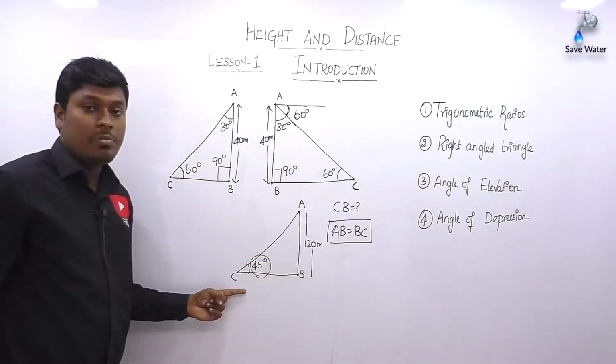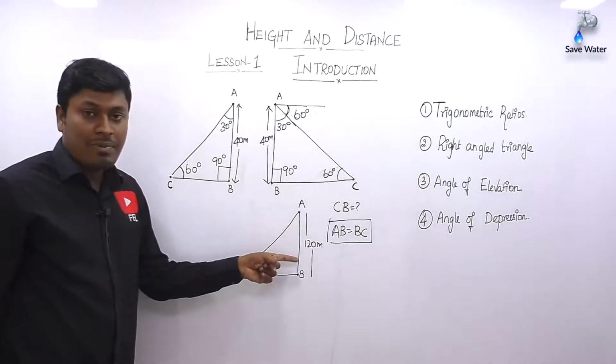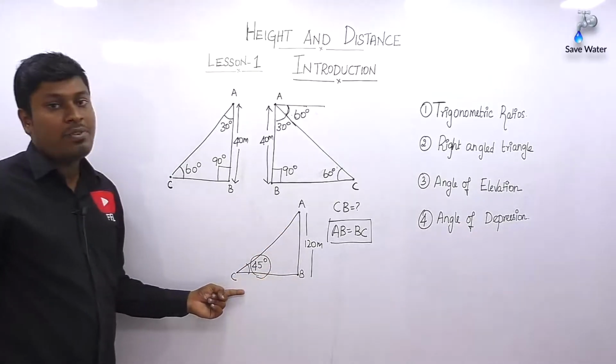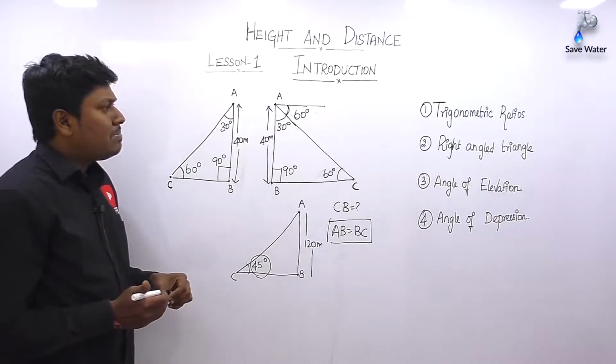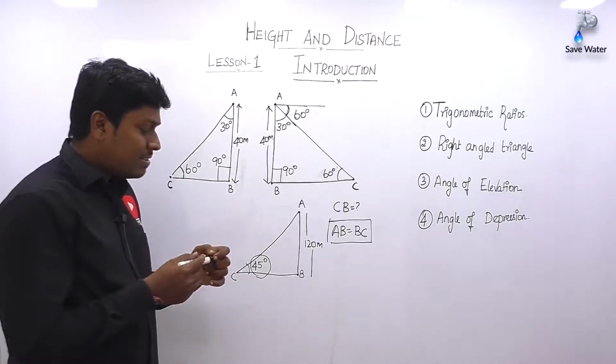Got it, friends? Most important, if the angle of elevation is 45 degrees and the tower height is 120 meters, then the adjacent will also be 120 meters. If the tree height is 40 meters, then the adjacent will also be 40 meters. Only if the angle is 45 degrees. So this is the basics to solve questions in heights and distance.